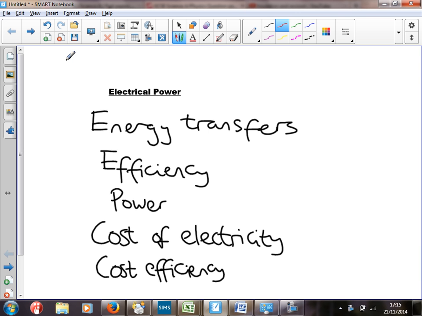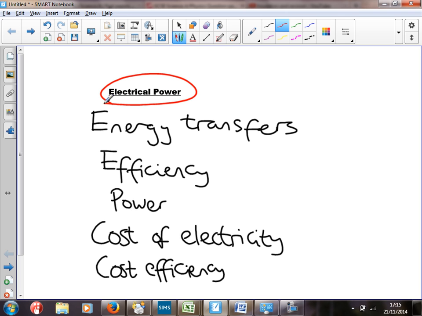But this is going to take about 10 minutes and it will cover everything you need to revise for next week. Okay, electrical power is our topic. Electrical power is a very useful thing that we have in modern life, and we're going to see why it's so useful, and we're going to be able to do some calculations to do with it.